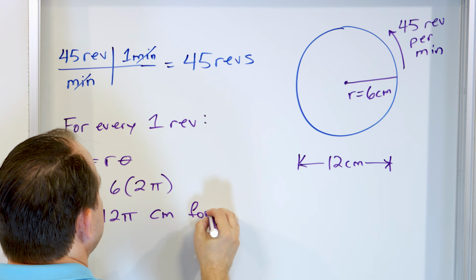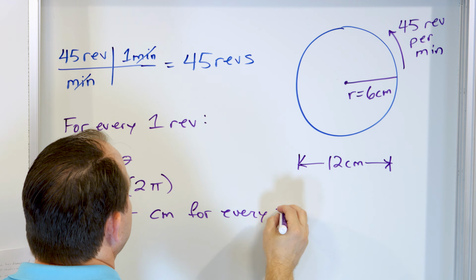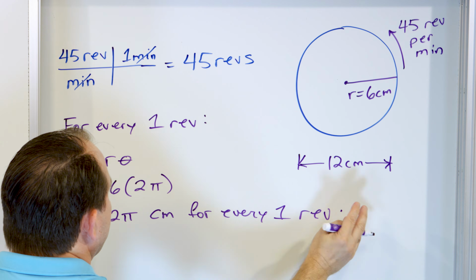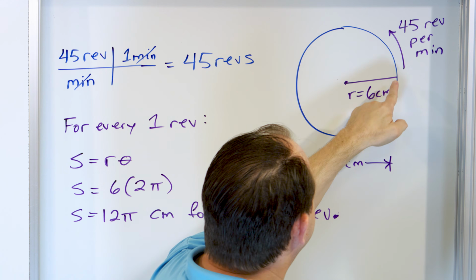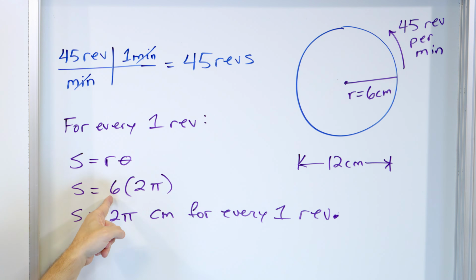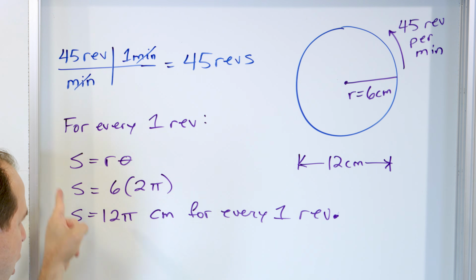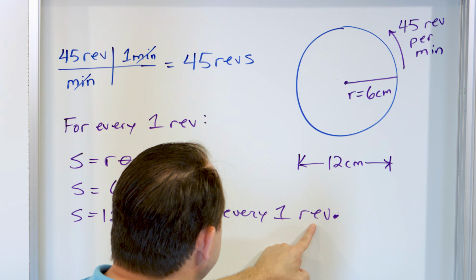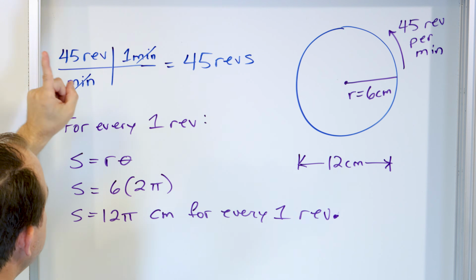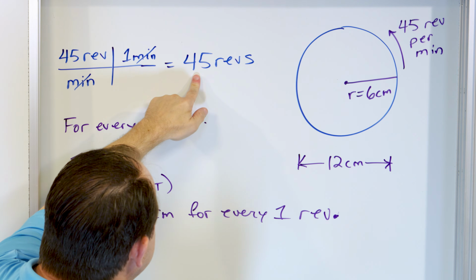for every 1 rev. So what have we figured out? What we figured out is this thing is rotating. Every single time it rotates, it goes all the way back to its starting point. Then because of the radius and the angle that it rotates through all the way around, it travels this distance of centimeters every time it rotates. But then we figured out that in a 1 minute period, it actually rotates 45 times.